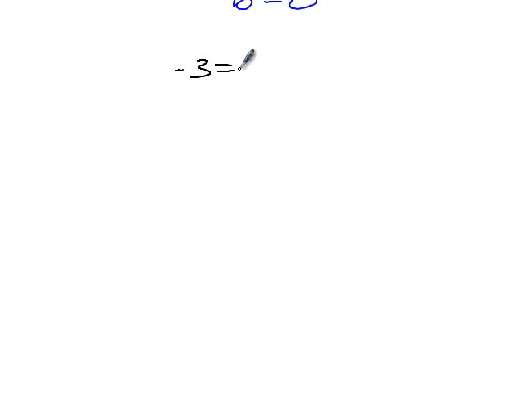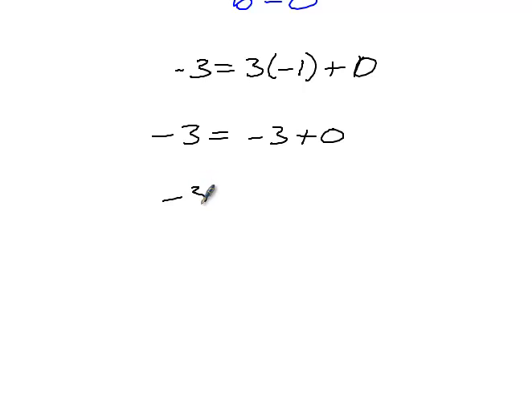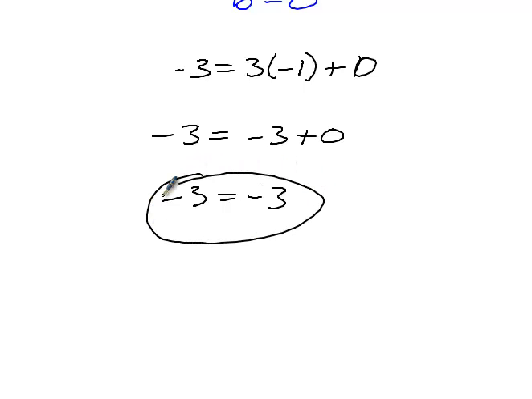Do the same thing over here on the second equation. Whoops, that's a 0. What's 3 times negative 1? Negative 3 plus 0. Negative 3, right? Is negative 3 equal to negative 3? Yes. So you just circle it, right?